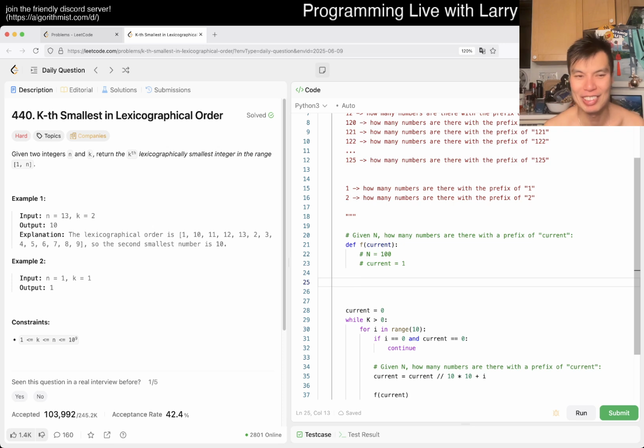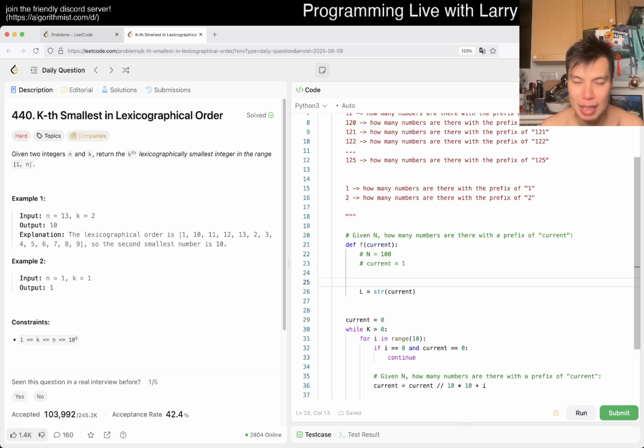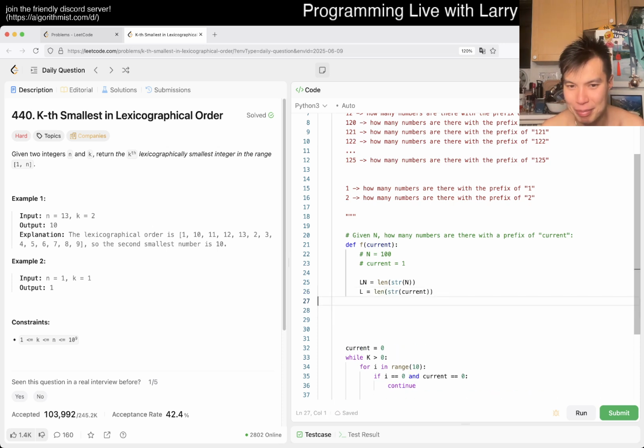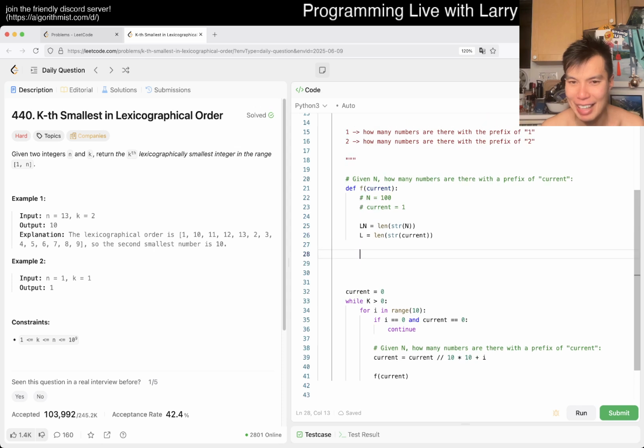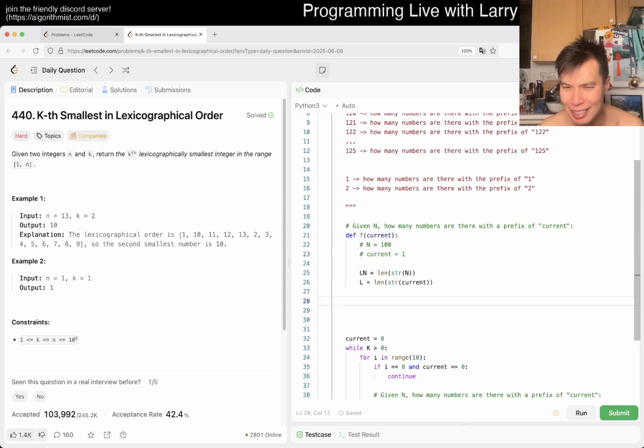It's kind of annoying because I want to do something like the length of stuff, but maybe that's fine though. But let's just say we have length of current, so we get a length here, right? And then Ln for length of n, right? Something like this maybe. I don't know, this is very awkward. I'm trying to explain and solve at the same time. Like I know the idea, but it's kind of tricky because I don't remember these things.